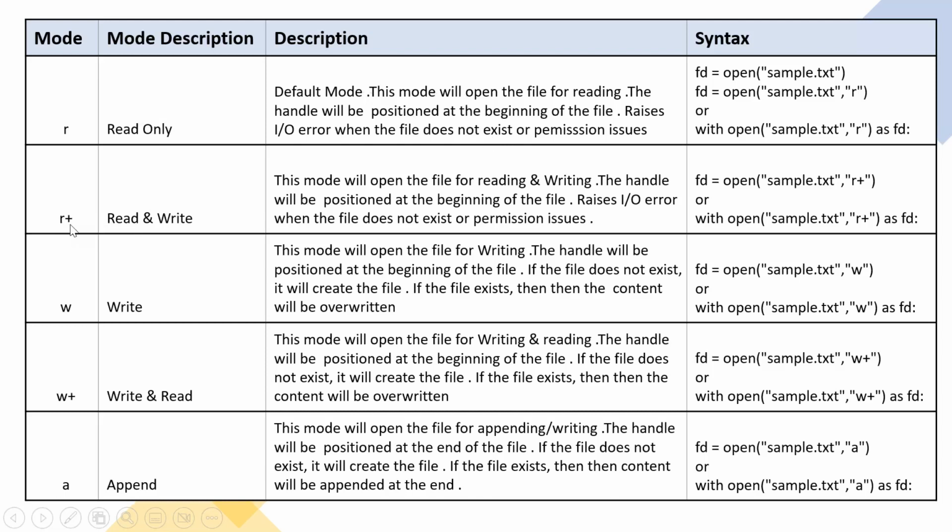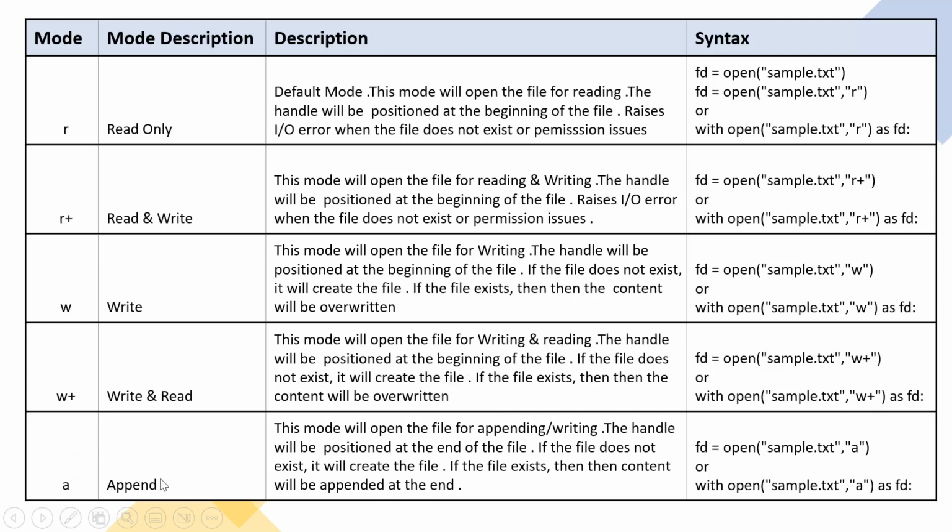Now R plus is for read and write, and it will open the file for reading and writing. This is the syntax, the R plus mode. Similarly, W is write mode, and we can specify it for writing. W plus will open the file for both writing and reading. The handle will be positioned at the beginning of the file.